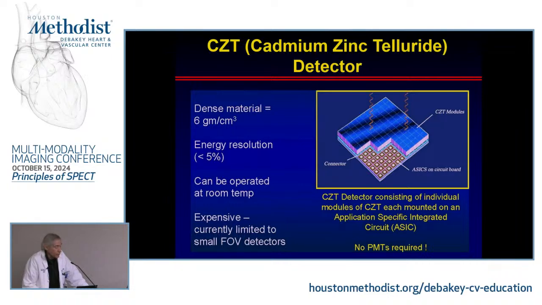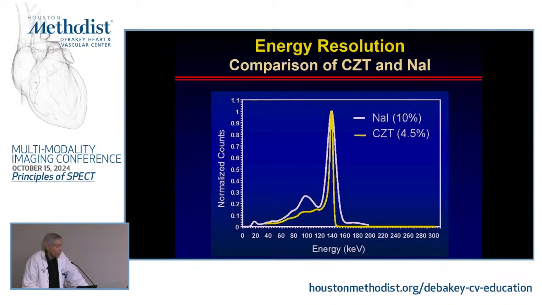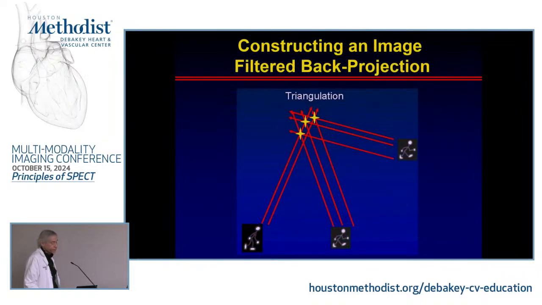And the nice thing about CZT is also that it has better energy discrimination than sodium iodide crystals, which again means better spatial resolution, because you're only going to accept those photons that are extremely close to the 140 keV of technetium, which you're using as your radiotracer. Okay, so now let's go to the next step in terms of image reconstruction.